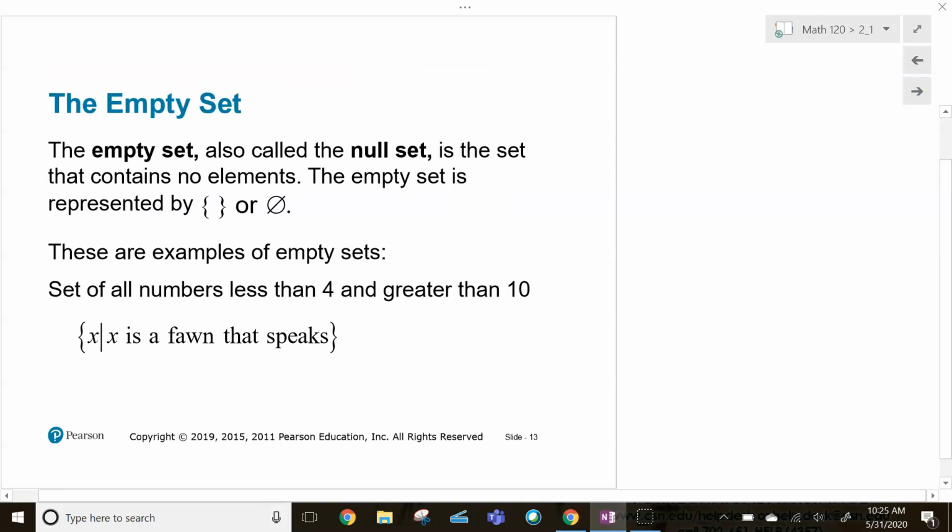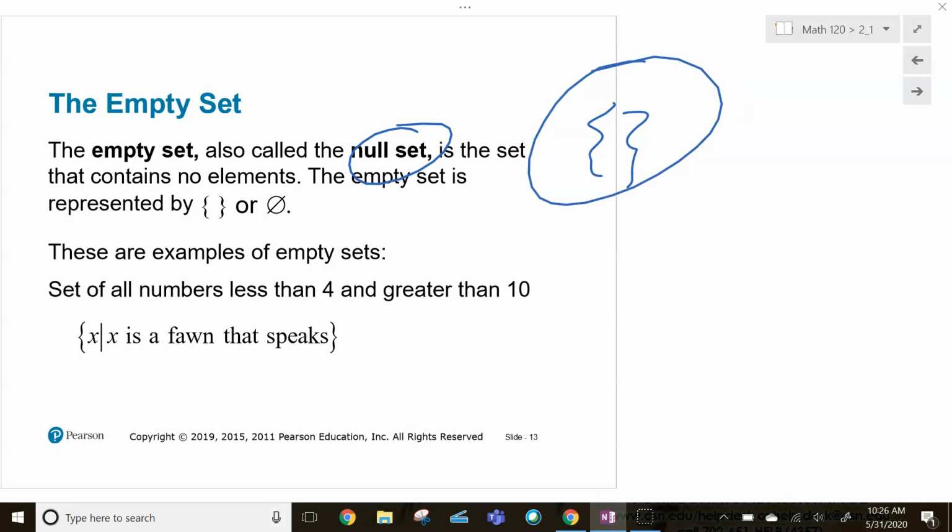Now the empty set, which is also referred to as the null set. This is simply a set with no elements in it. You can express it with braces with nothing in them, or you can write it with the empty set notation.